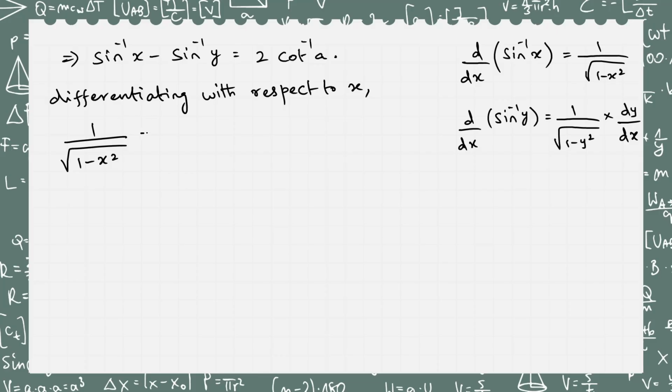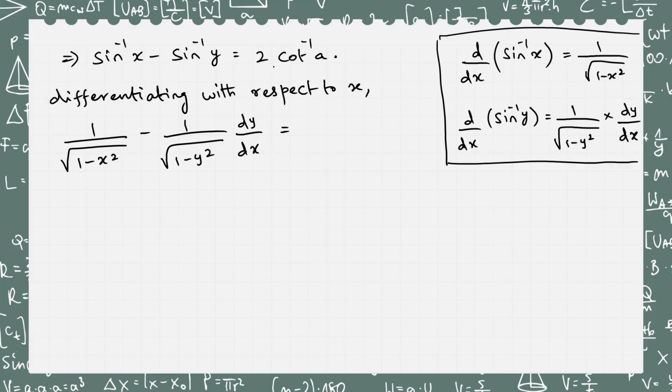So this will be 1 by root of 1 minus y square into dy by dx equal to... 2 is a constant, small a is a constant. So cot inverse of small a is also constant. So all are constants on the right side. So differentiation will be 0. Now we need to simplify this.